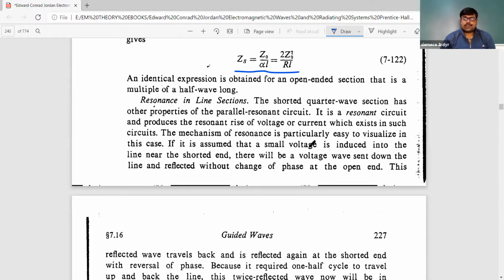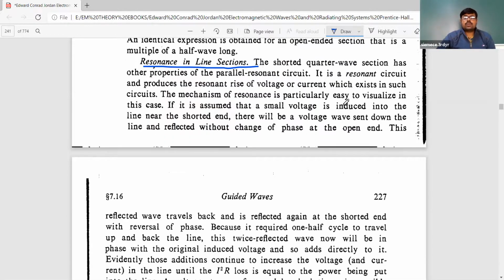Resonance in line sections is a very important factor, because ultimately we have to identify the resonant conditions. The shorted quarter wave section has other properties of the parallel resonance circuit. We have mentioned the parallel resonance circuit in the previous section also. It is a resonance circuit and produces the resonant rise of voltage or current which exists in such circuits. That will give us some parameters for the voltage and current under the resonant condition, and the different equations for the voltage and the current for the circuits.